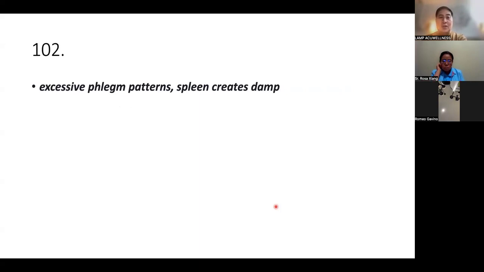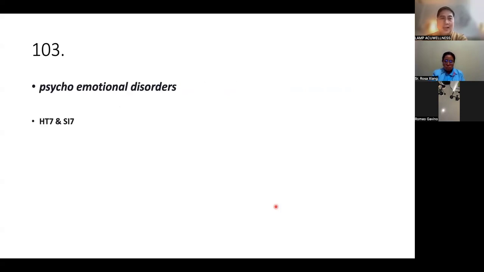Excessive phlegm pattern, spleen creates damp. Spleen 3 and Stomach 40. Okay, there are so many patients who are like this. They actually look like they have a lot of phlegm. Psycho-emotional disorders. Heart 7 and SI 7.